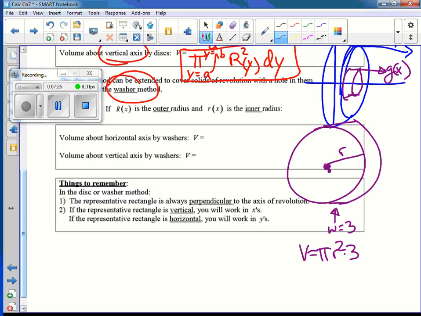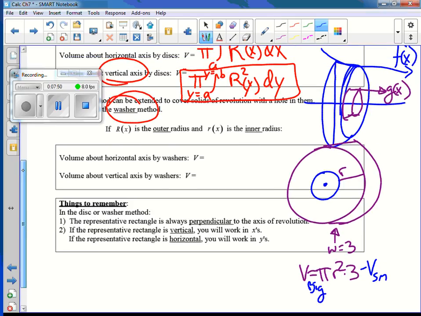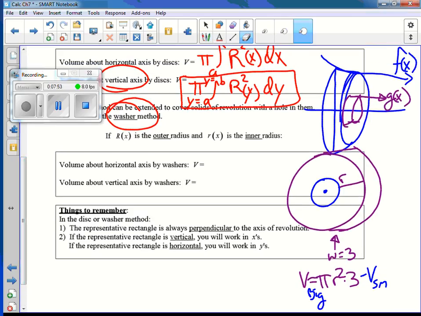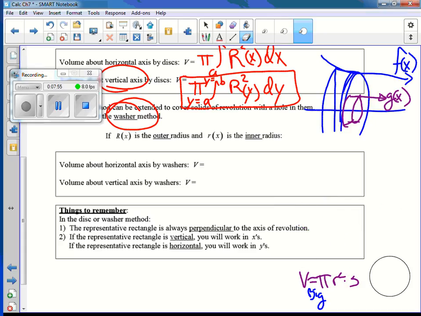And then let's say you wanted to cut a piece out of it. Well, you would cut a piece out of it right here. And so then what do you do to cut a piece out of it? You subtract the inner circle. You subtract the inner circle. So this would be the big one, and then you would subtract the smaller one. And the smaller one, of course, would have a smaller radius. And so that's where this whole concept of the washer method comes from. And it looks like this.